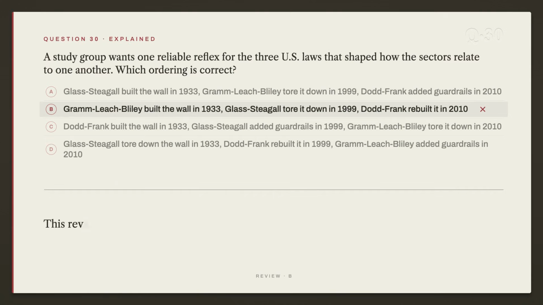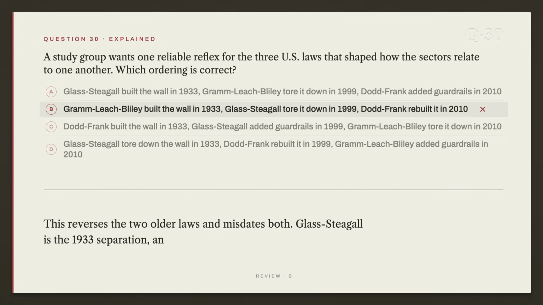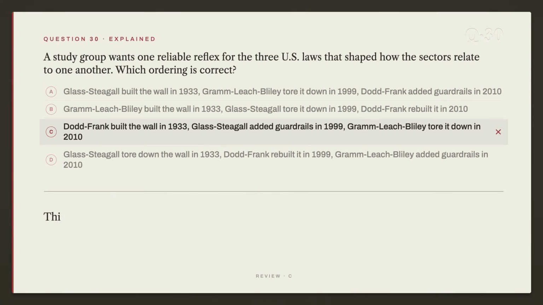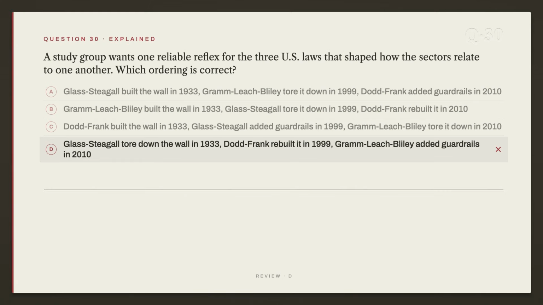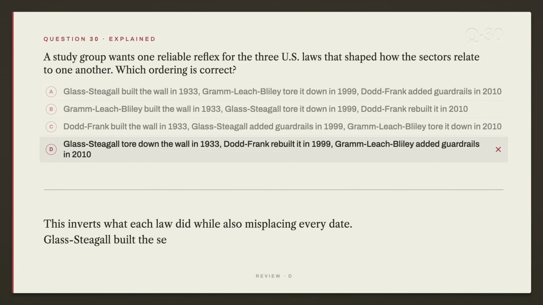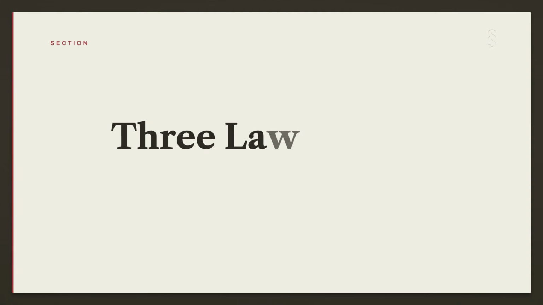B is wrong because this reverses the two older laws and misstates both. Glass-Steagall is the 1933 separation and Graham Leach Bliley is the 1999 repeal. C is wrong because this assigns 1933 to a law written in 2010 and scrambles all three functions. Dodd-Frank could not have built a wall 77 years before it existed. D is wrong because this inverts what each law did while also misplacing every date. Glass-Steagall built the separation rather than dismantling it.